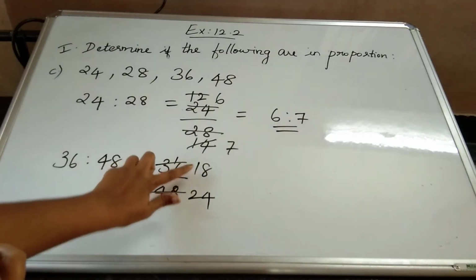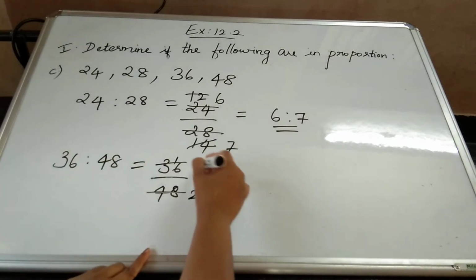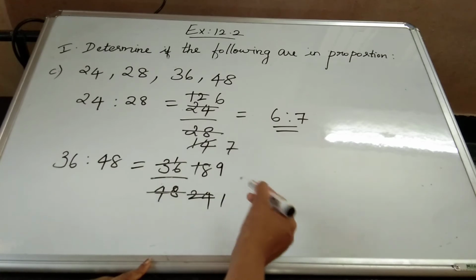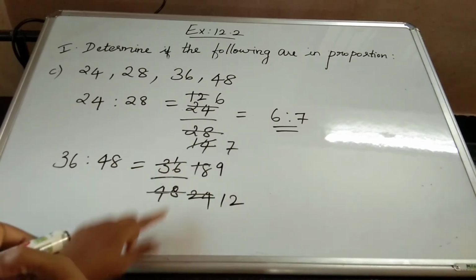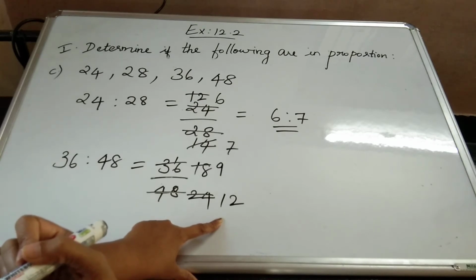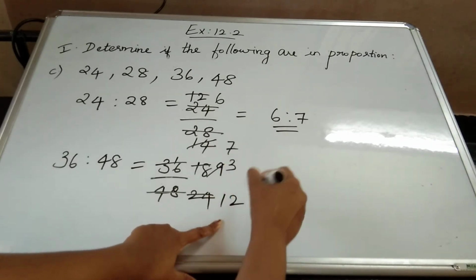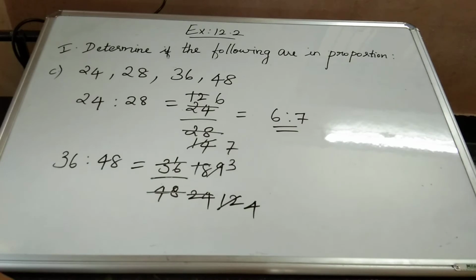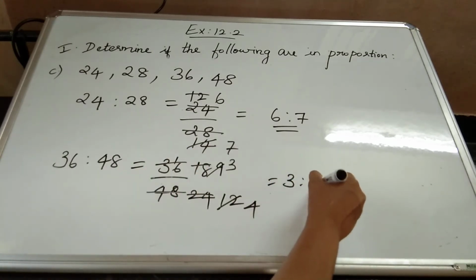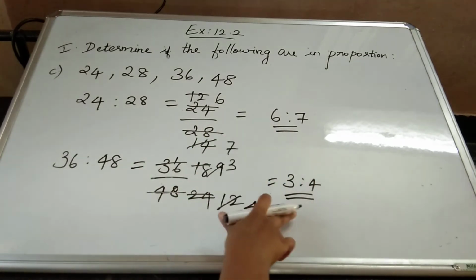Now 18 by 24. Again 2 table. 2 9s are 18. Here 2 1s are 2, 2 2s are 4. Now 9 and 12. Which table can we cancel? 3 table. So 3 3s are 9, 3 4s are 12. Now 3 and 4. So how can I write them in the form of ratio? 3 is to 4. Now you have 6 is to 7 and 3 is to 4.